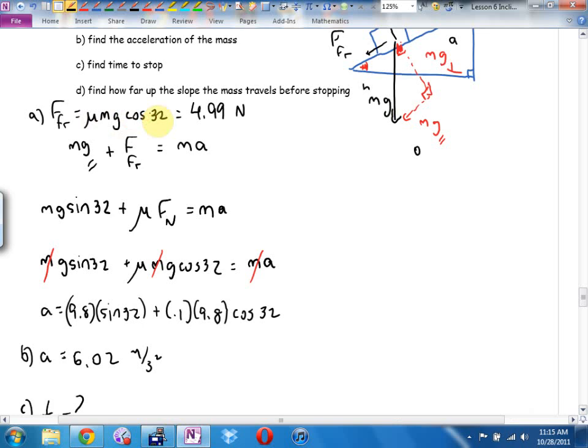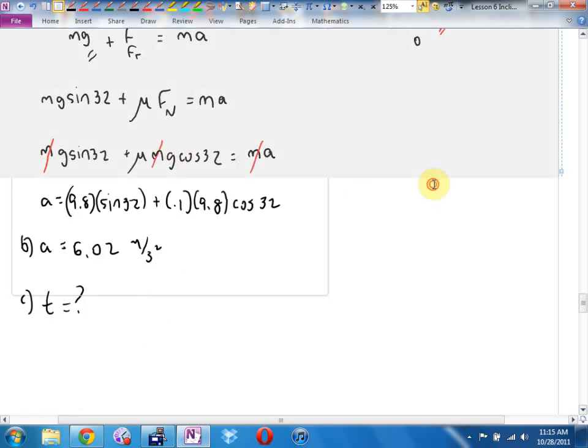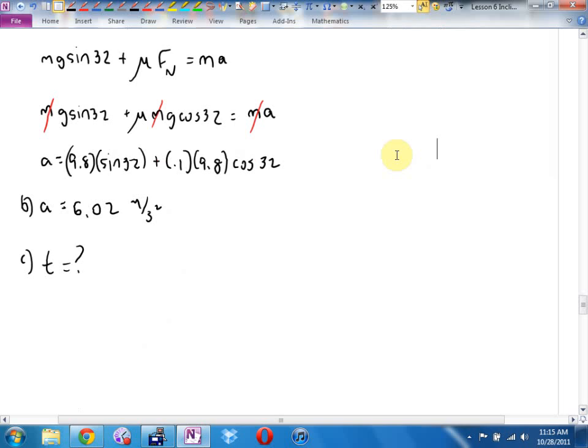Time. What's V final? 0. What's A? Got to be careful. Am I slowing down or speeding up? Then A is not 6.02. Negative 6.02. What's VI? 20? Could you find T? T equals VF minus VI all over A. I'm not going to get a chance to do that, but now that you have that, could you find D, the distance? Yes.